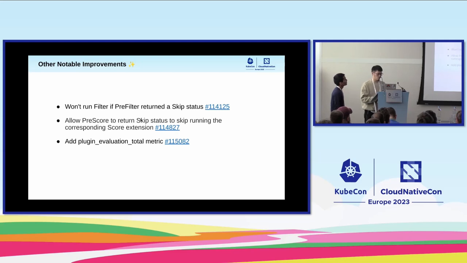The second is quite similar to the previous one, but it's for the score extension point. So you can also return a Skip status in the PreScore extension point to skip the score plugin.